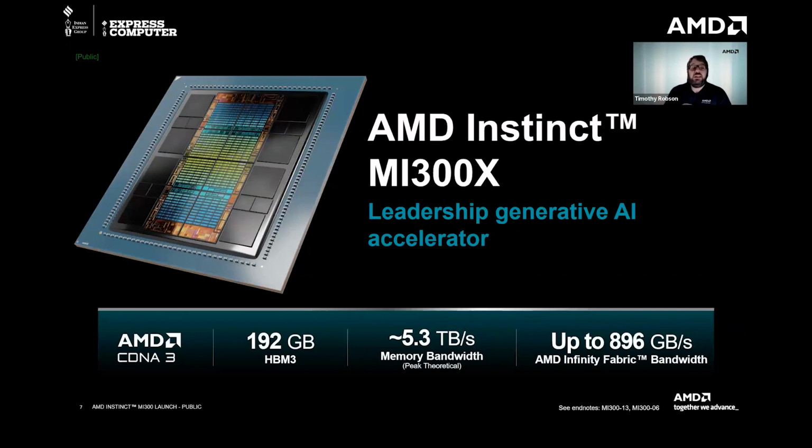Has 192 gigabytes of HBM3, extremely important, especially for inference workloads, and 5.3 terabytes per second memory bandwidth. Again, extremely important for inference workloads. And we do have almost up to 900 gigabytes per second of bandwidth across a MI300X, what we call a UBB, Universal Baseboard. The equivalent from our competition would be a HDX board. So we're competitive with bandwidth.